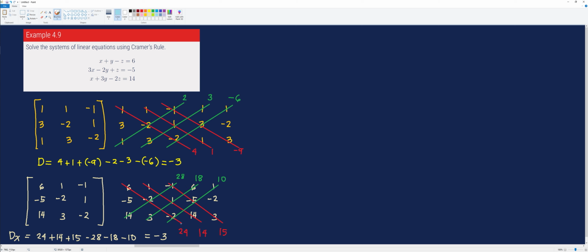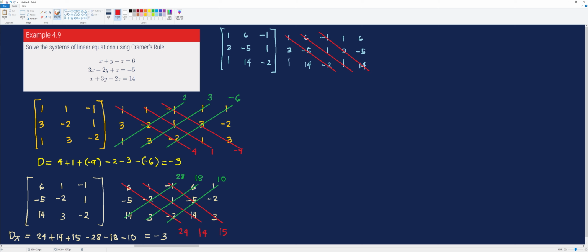Next, we compute the determinant of Y denoted by D sub Y by creating a new matrix from the first matrix and replacing the second column, which is the coefficients of Y, by the coefficients of the system, giving us the matrix 1, 3, 1, 6, -5, 14, -1, 1, and -2.